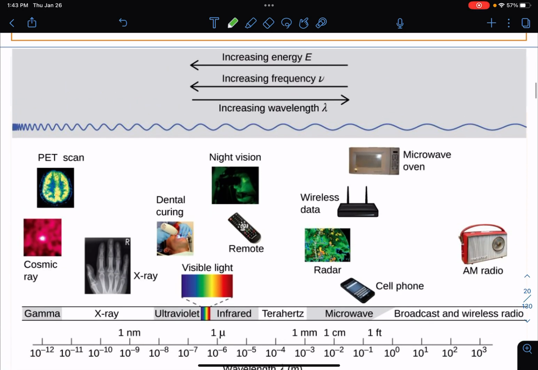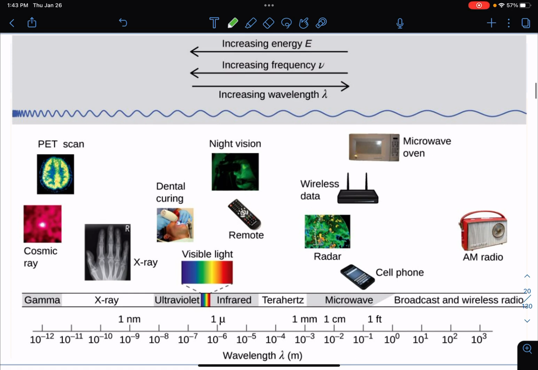Before we do a couple of examples, let's look at this slide. This picture shows the electromagnetic spectrum in order of decreasing frequency, which is moving to the left, and increasing wavelength, which is moving to the right. We'll look at energy in a moment, but energy and frequency move in the same direction. Increasing energy and frequency move in the same direction.